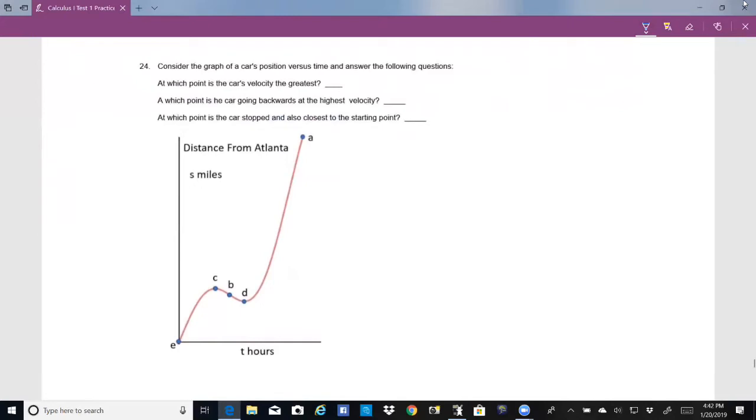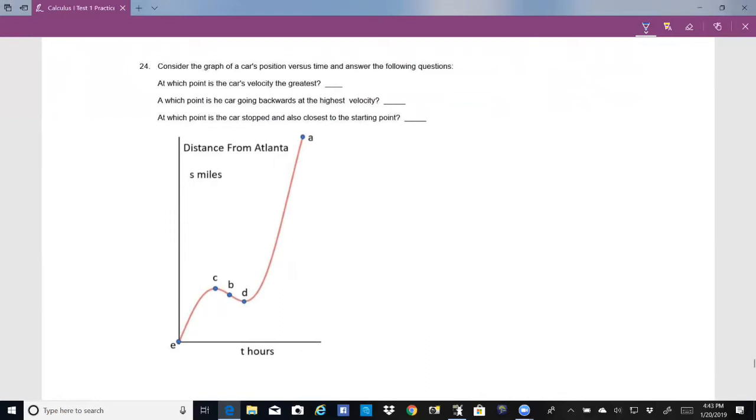Number 24, you're given the graph of a car's position versus time, and we want to answer the following questions. At which point is the car's velocity the greatest? Which point is the car going backwards at the highest velocity? And at which point is the car stopped and also closest to the starting point?